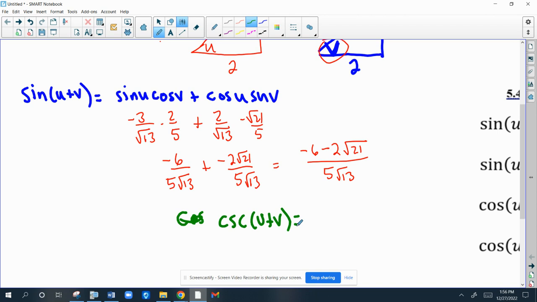And this is why it's nice to get it all in one big fraction, because now I can just flip-flop top and bottom. It's 5 root 13 over negative 6 minus 2 root 21. Ugly looking number, but that will do. You could factor out the negative if you wanted to and make the whole bottom positive, but we'll stick with that.